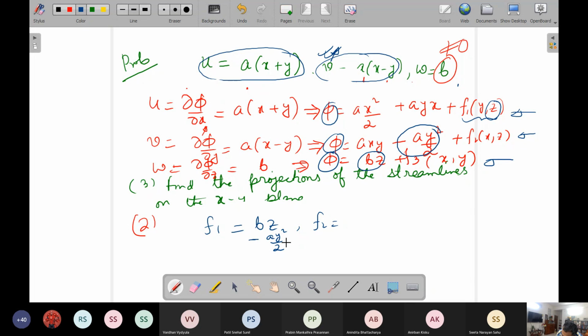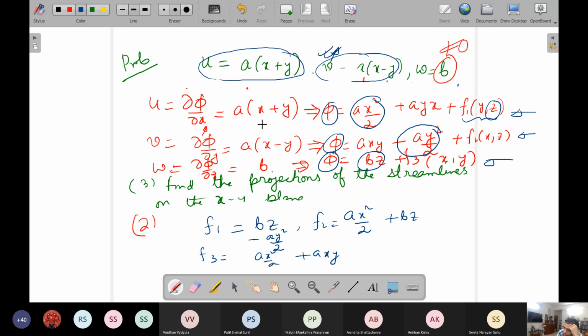F2 will be a function of X and Z. So the function of X is ax square by 2. And the function of Z is dz. And F3 will be a function of X and Y. So ax square by 2 plus axy. So if you choose these values of these functions, you can see that all these expressions converge to the same final form. What is that final form?